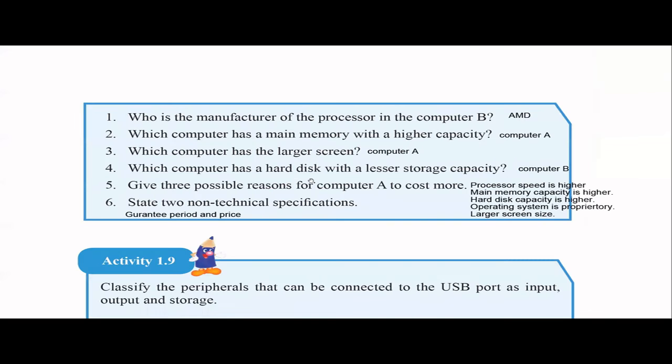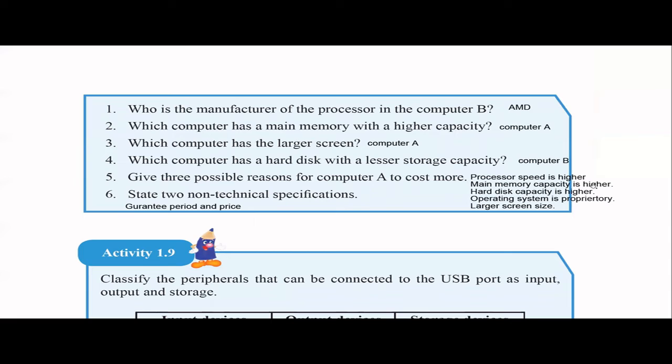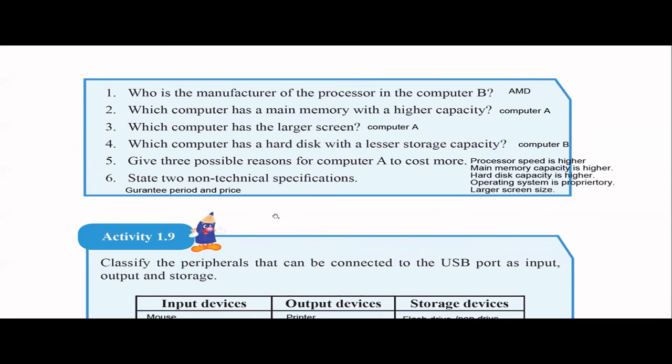So you can write a few things like this: processor speed is higher, main memory capacity is higher, hard disk capacity is higher, the operating system used in computer A is Windows, a proprietary one, and it has a large screen size and modern monitor technology. Therefore, A will cost more. State 2 non-technical specifications: guarantee period and the price are the non-technical specifications.